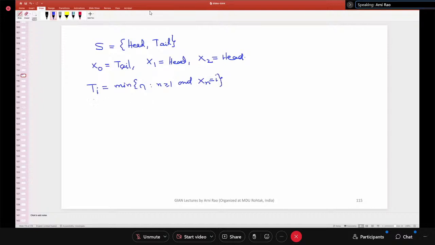These notations and concepts are important for classification. Now T of i means i is a state. So pick any state, let T of H, heads, equal the minimum of n such that n greater than or equal to 1 and xn equal to i. When that happened, x1 equal to head, x2 equal to head. So the minimum of 1 comma 2 is 1. So T of heads is 1.